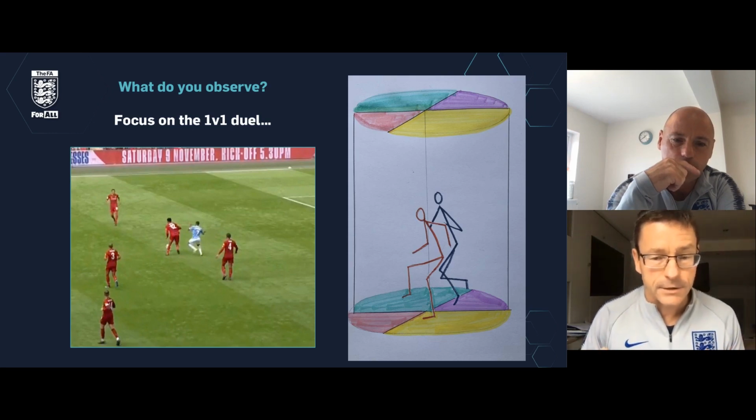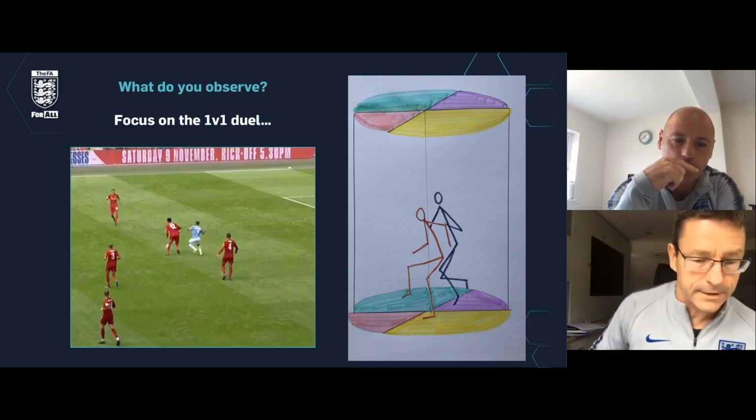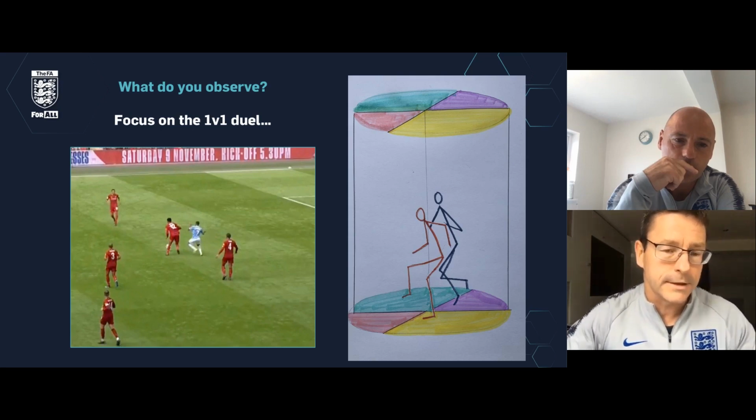Here we're looking at lines of force quite often as well. Do you get the advantage in terms of where the lines of force are? So this is a good example here.